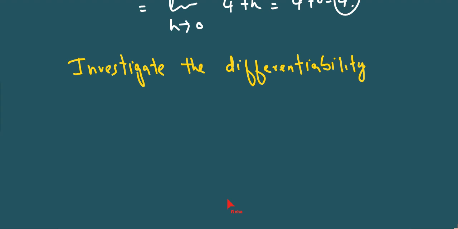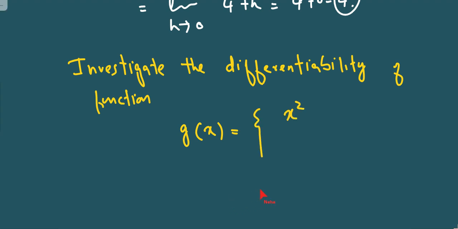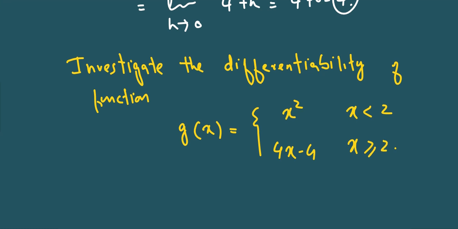Okay, again, differentiability of a function. Let's define the function. It is g of x, defined by x square and 4x minus 4, where x square works if x is lesser than 2, and 4x minus 4 otherwise, when x is greater than or equal to 2.